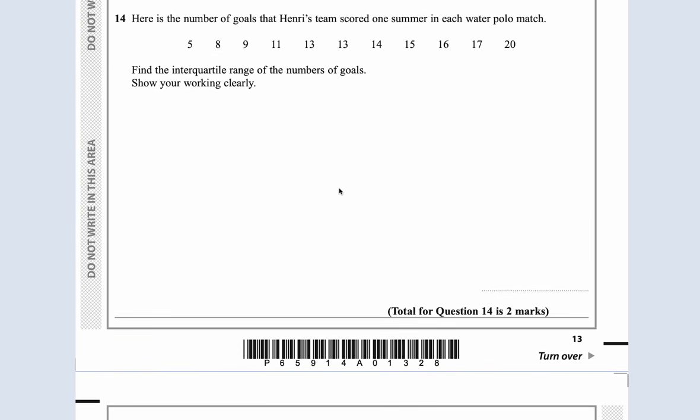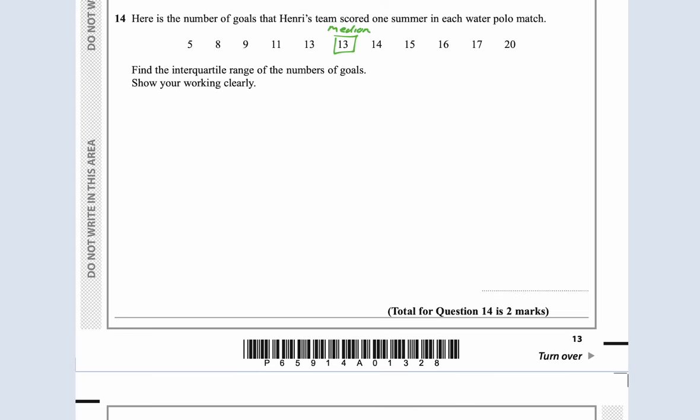Question 14. Number of goals that Henri's team scored one summer in each water polo match. Find the interquartile range of the number of goals. Okay, so we need to find the quartiles, guys. There's 1, 2, 3, 4, 5, 6, 7, 8, 9, 10, 11. There's 11 numbers, so the median, which is the middle number, will be the sixth number. This is the median, because we have 5 to the left and we have 5 to the right.